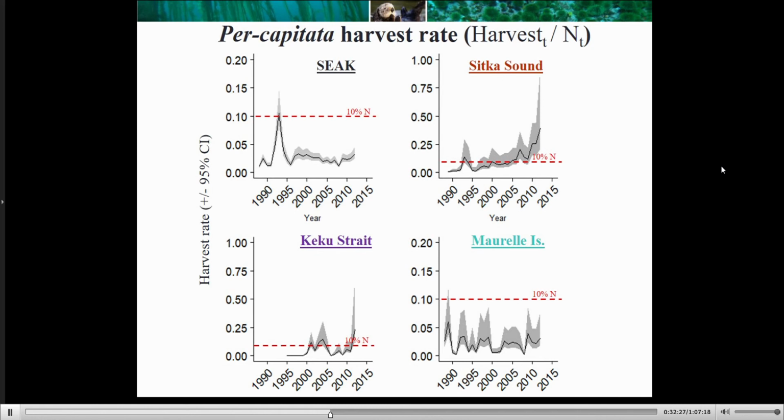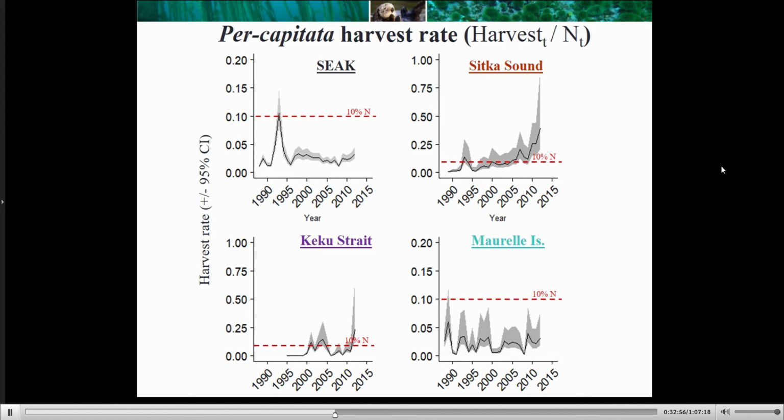So for Southeast Alaska overall, you can see that there was one really big peak in harvest in the early 1990s, and that there was some social political reason for that, and then for it to discontinue as well, having to do with lawsuits that I'm not going to get into right now. But nonetheless, you can see that at one point in the early 90s, it did exceed 10% of overall population abundance, but for the most part, it's been down below about 5%.